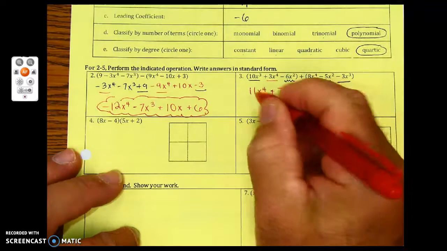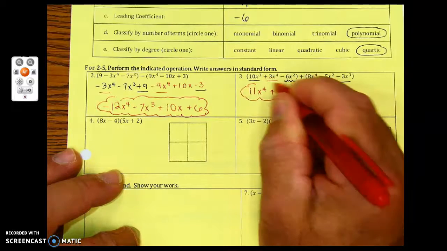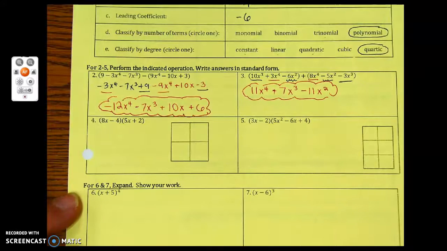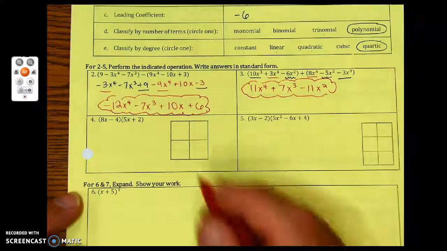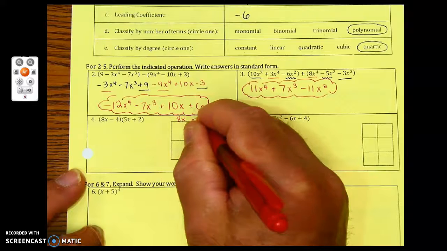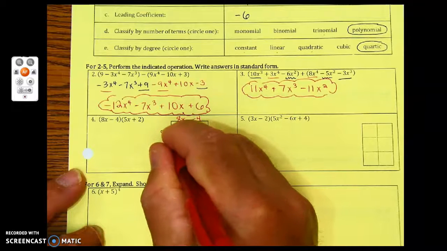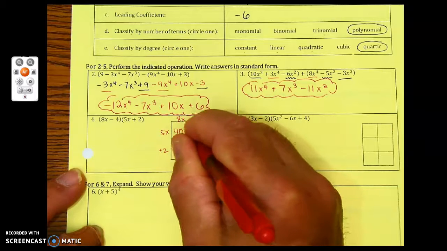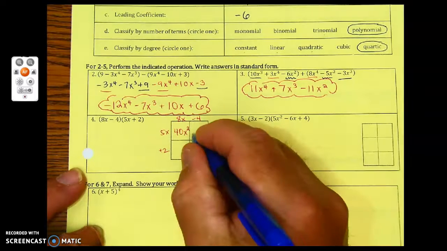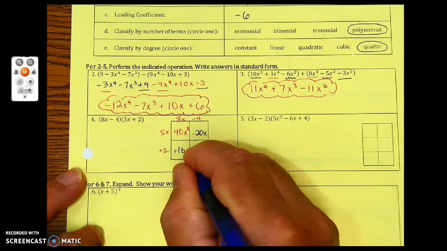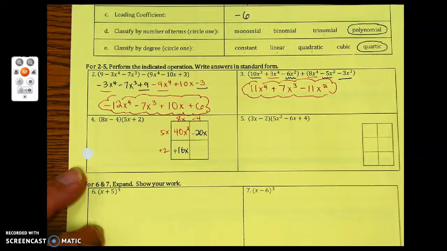Which will give us negative 11x squared. So that's number 3. All right, now we're going to multiply. So let's go ahead and use the box method since they gave it to us. 8x minus 4, 5x plus 2, 40x squared, minus 20x plus 16x. I wrote those in blue because they're going to be like terms.